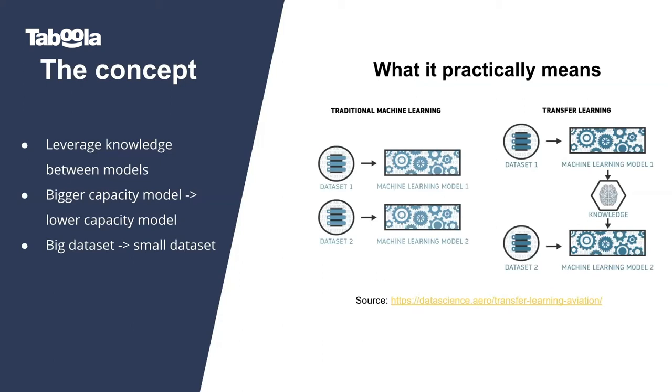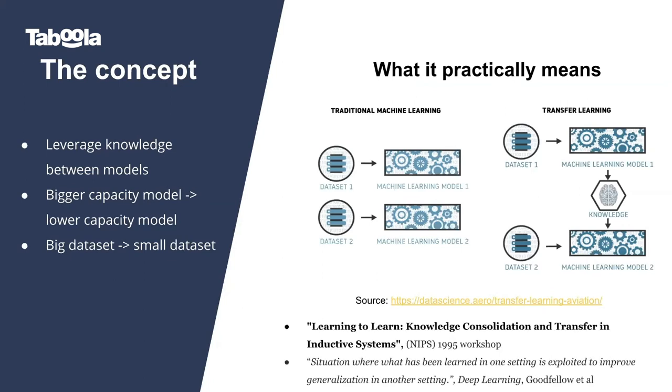As I said, I will show you a very specific example in the next slide. For now, if someone wants to read more about it, the first paper about it is called Learning to Learn, from the 1995 NIPS workshop. And I have also added a phrase from Ian Goodfellow's book that says that transfer learning is the situation where what has been learned in one setting is exploited to improve generalization in another setting. And I'm pretty sure you will understand what this phrase means in the next slides.